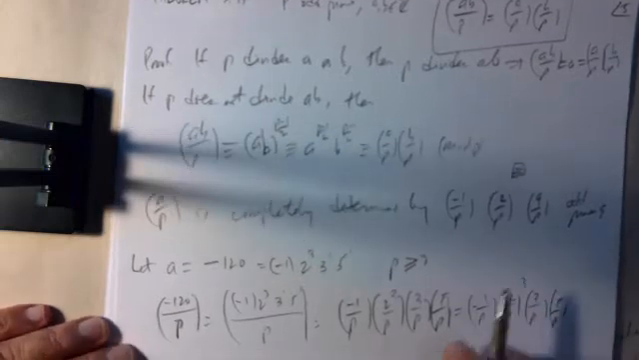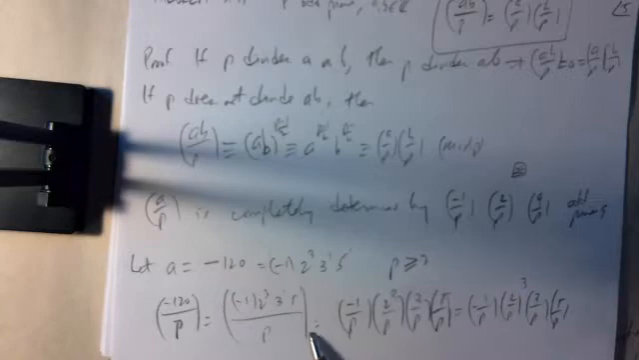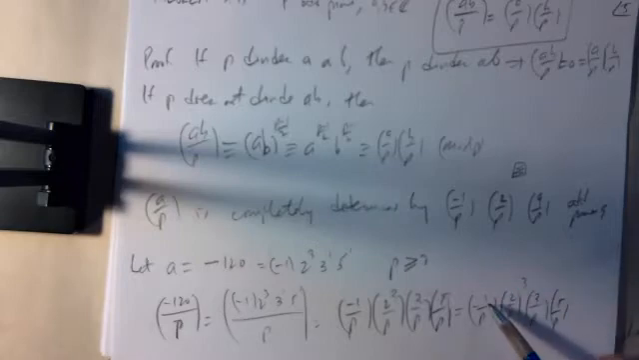So if you have any number a, once you factor it into a product of prime powers, you can calculate the Legendre symbol for that number a. And it only depends on the Legendre symbol, where the numerators are either minus 1, plus 2, or some odd prime.